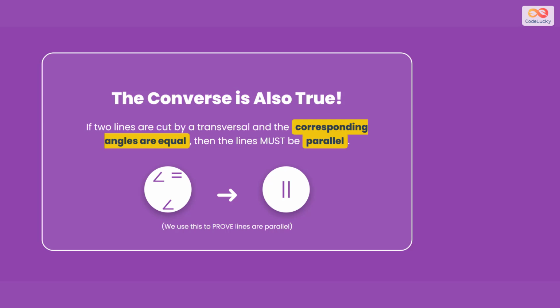This rule works backward too. If you see two lines cut by a transversal, and you notice the corresponding angles are equal, that proves the lines are parallel. This is a powerful tool for writing proofs.